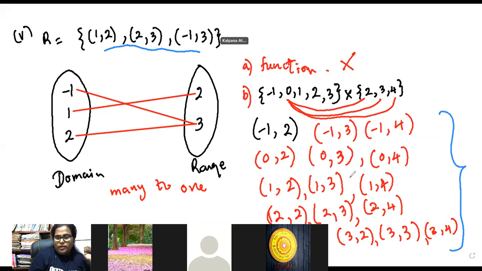Right? So it is 1, 2, it is there, right? The first element of our relation. And the next one is 2, 3, it is also there. And -1, 3, it is also there. So you can conclude that our relation R is a subset of the product pairs of these two sets.